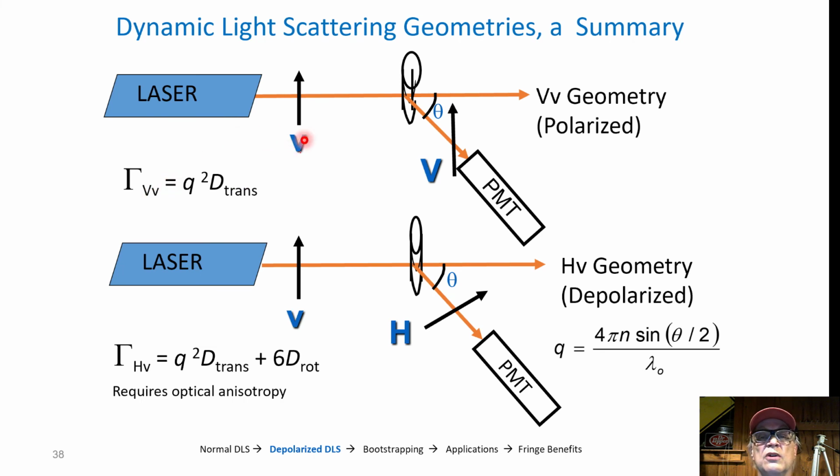If I use a vertical incident light and detect the vertical component of the scattered light, that's called big V little v. Gamma Vv is what we see in Q squared D trans. But when I look at the horizontal light, I have gamma Hv, which has that translational diffusion coefficient, but also sits up on a baseline of rotational diffusion coefficient. Okay, so I can do both.